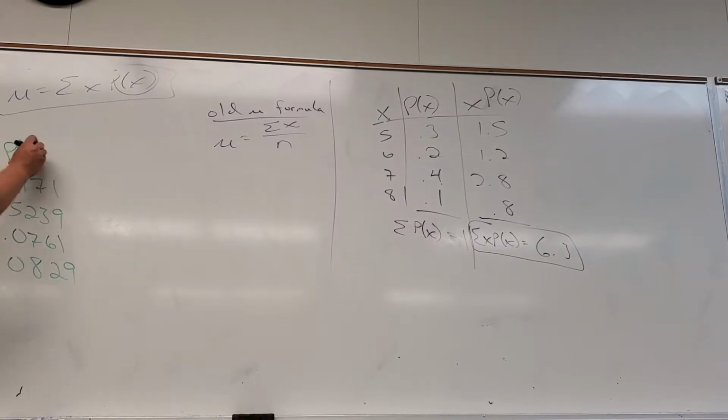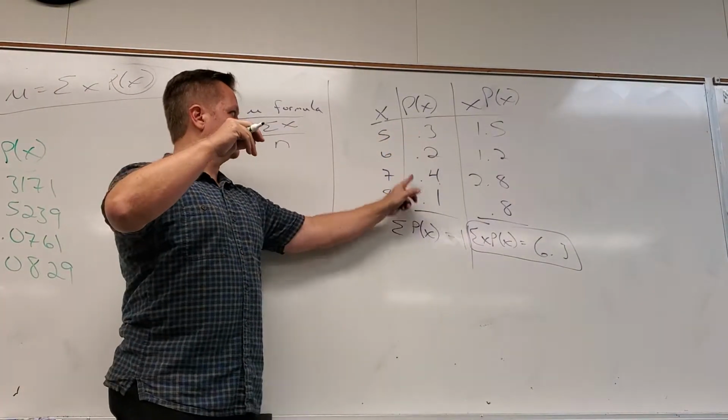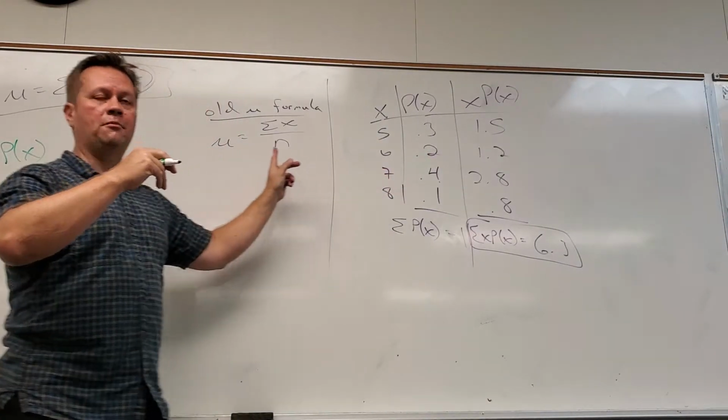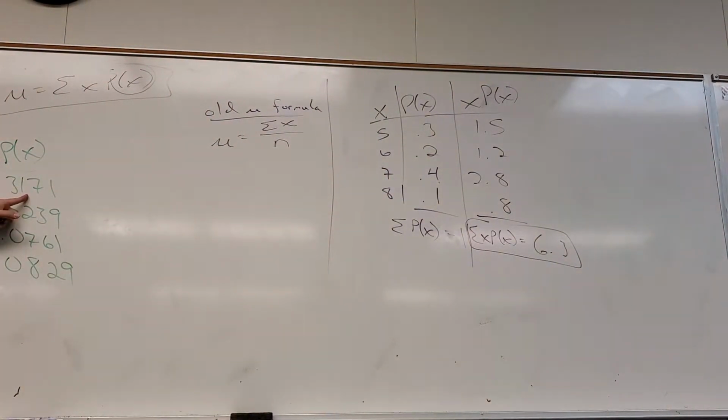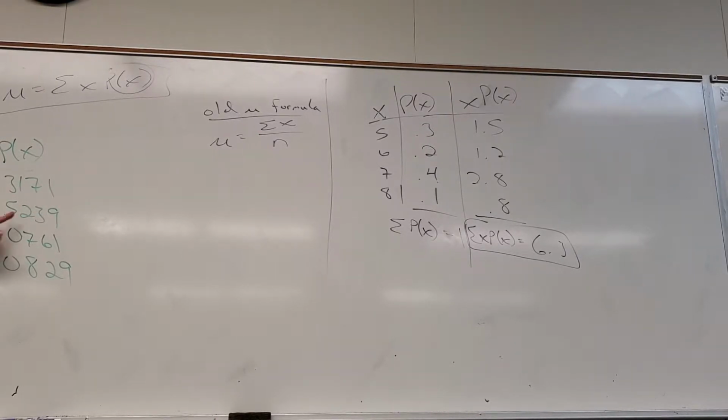Now, real quick. Come on, you guys can do this. Does everybody understand what I mean by, if I gave you this table, couldn't you just write three 5s and two 6s, right? Well, how many 9s would I need? 3,171 9s, 5,239 10s.